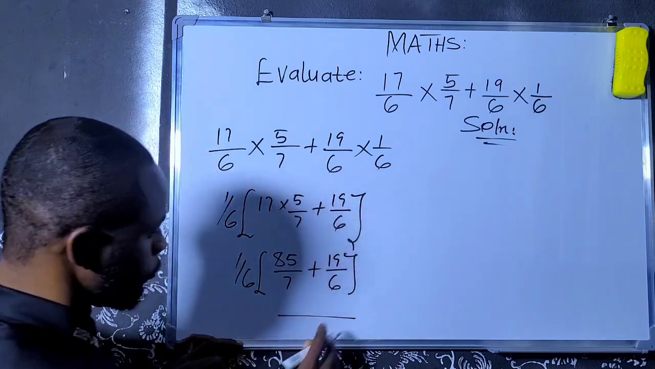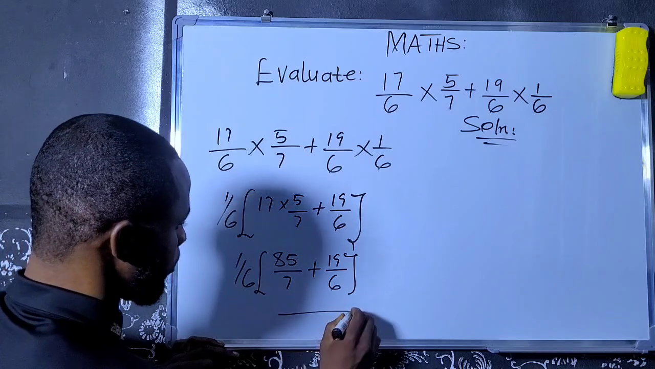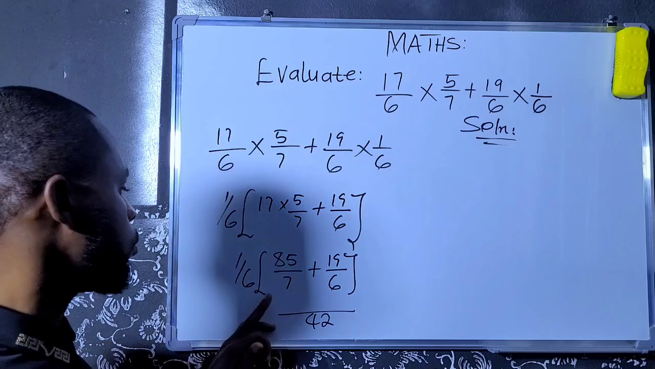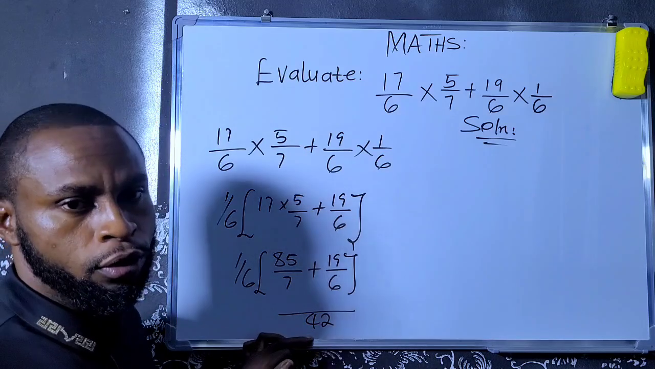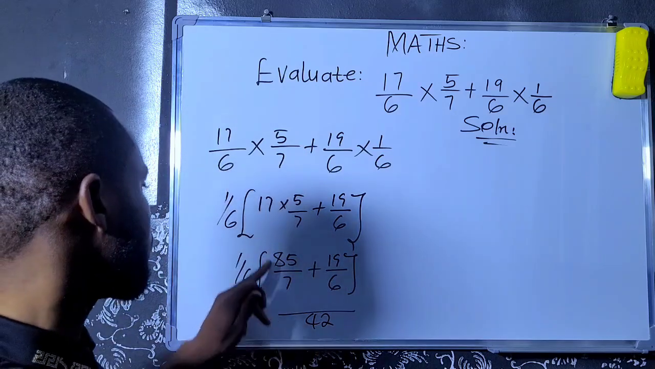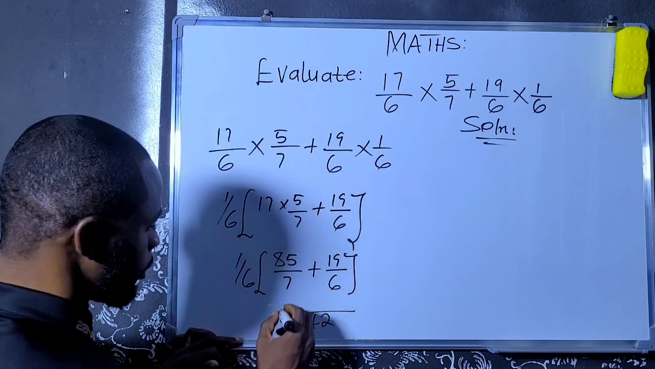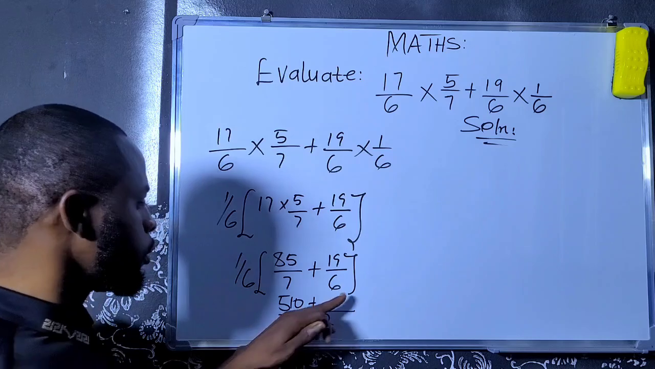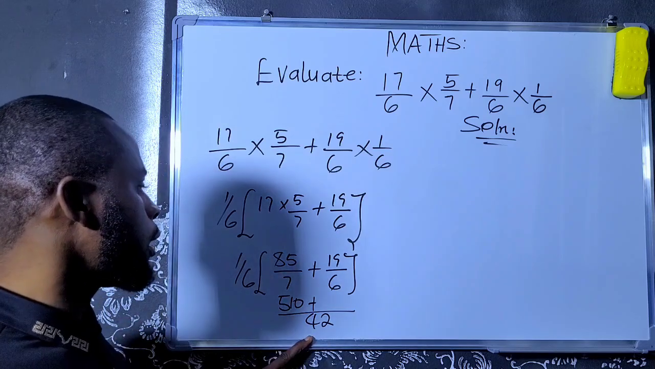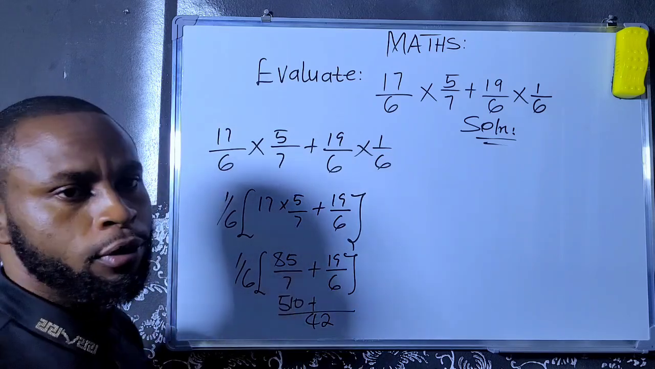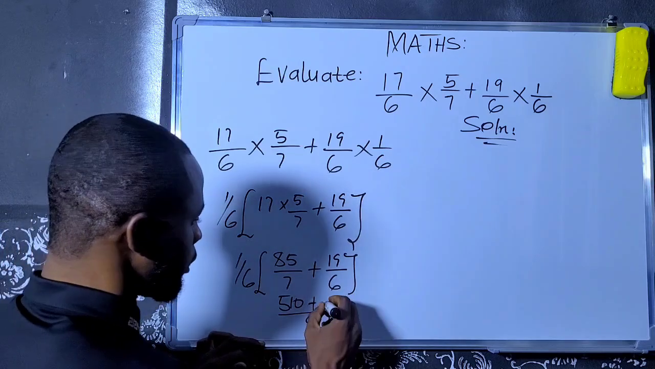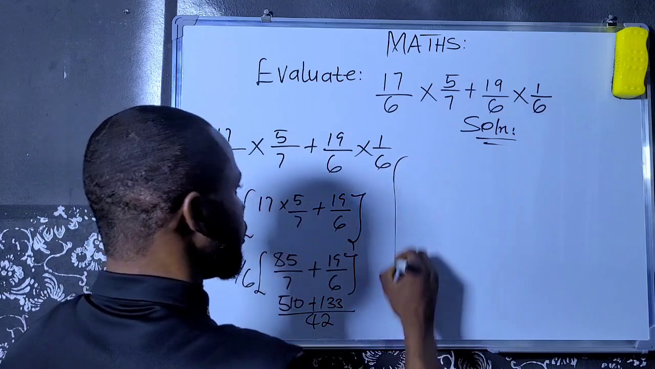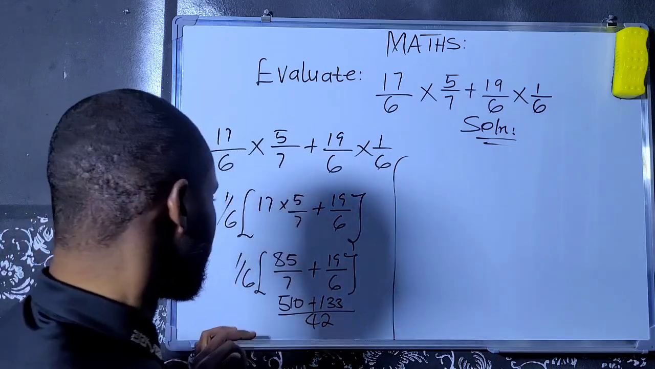We are going to have here 42. 7 into 42 gives us 6. Then 6 times 85 gives 510, plus 6 into 42 gives 7. Then 7 times 19 gives 133. Then now, we simplify this.